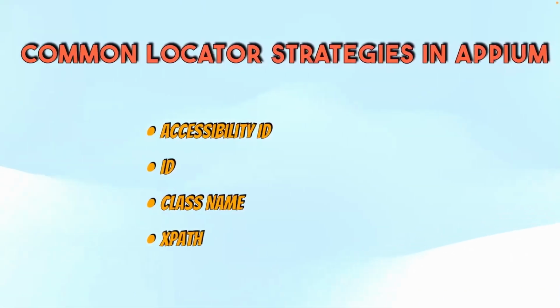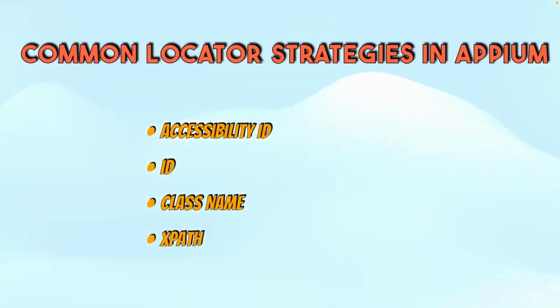And the last locator strategy, which is common for both Android and iOS, is XPath. So this needs no introduction because this is the most popular locator strategy nowadays, as people mostly prefer using XPath. But this property is highly discouraged by the Appium community as well as the Selenium community because it makes your test flaky, and it is also the slowest performing locator strategy out of all the available locator strategies.